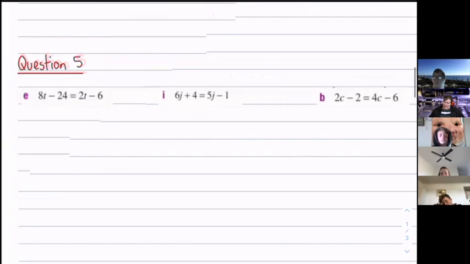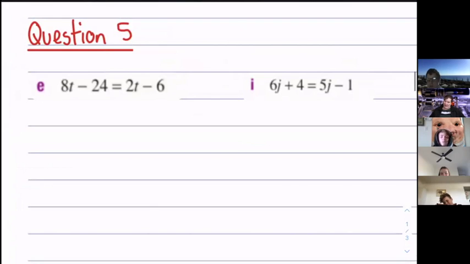Question 5 is pretty much the same. I'm assuming we're just going to get some weirder answers. But we start off by looking at the pronumerals. So we've got 8t on the left, 2t on the right. 8's bigger than 2, so I'm going to move the 2t over to the left. So I'm going to minus 2t.